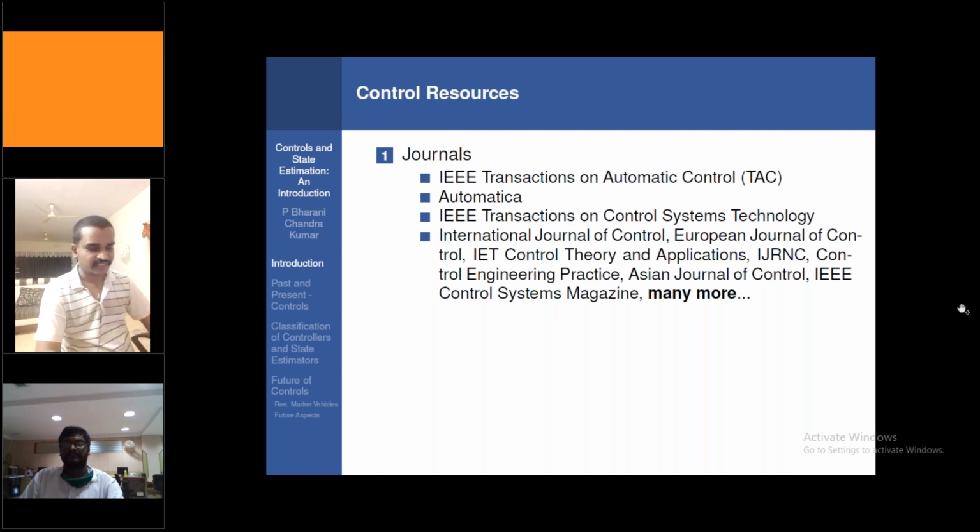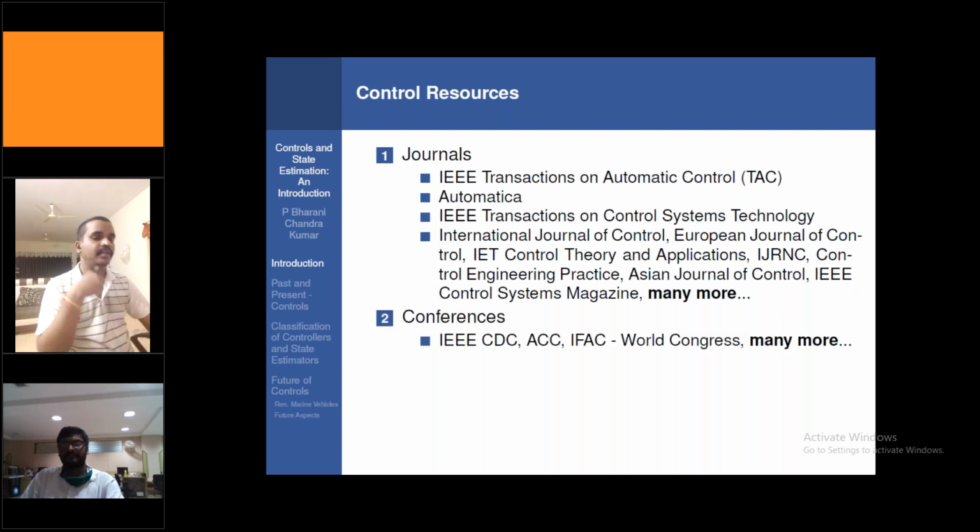So these are just some of the standard journals one should look for if you are working in the control systems area, because in these journals you can find the latest updates on control systems relevant research. And as far as conferences are concerned, these are some important conferences: IEEE CDC, the Conference on Decision and Control, ACC, the American Control Conference, IFAC, the International Federation of Automatic Control World Congress, and many more.